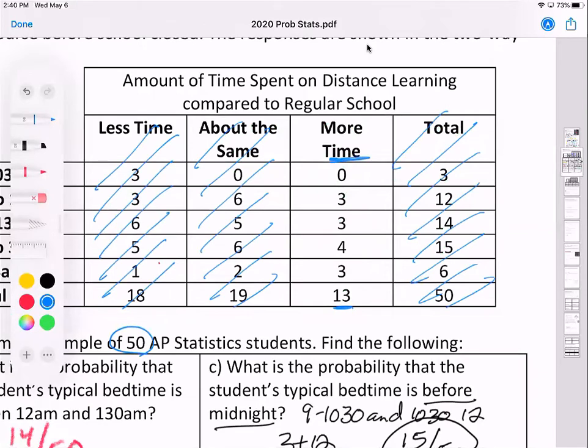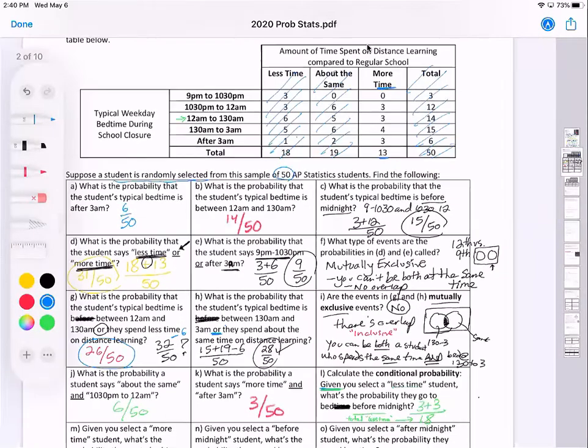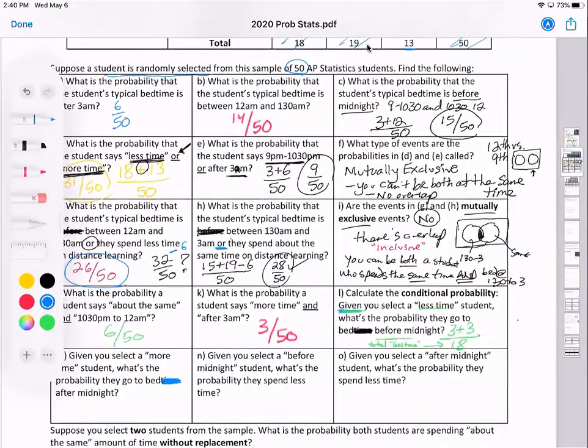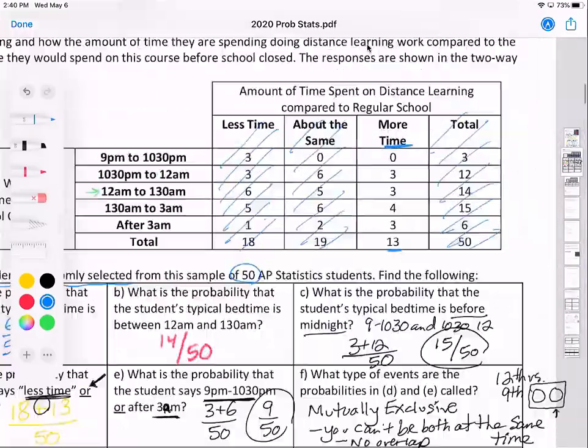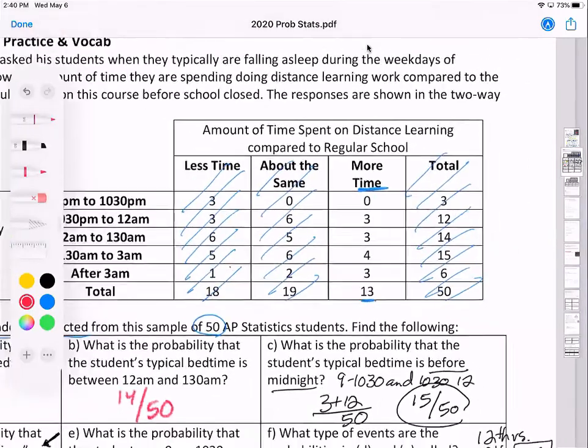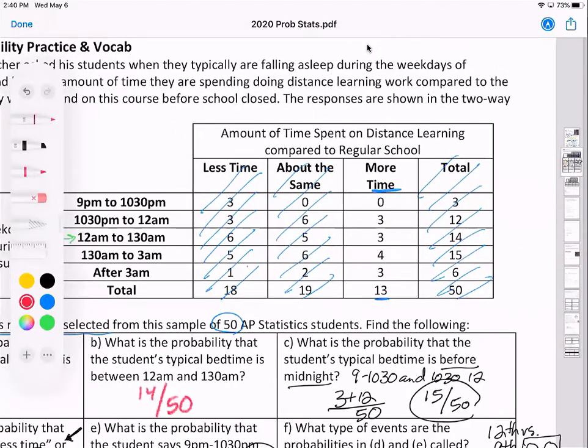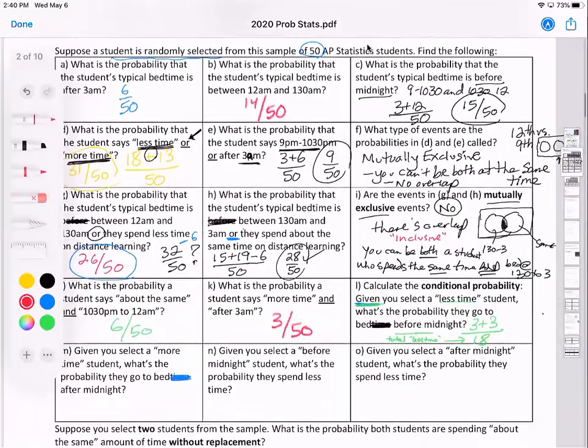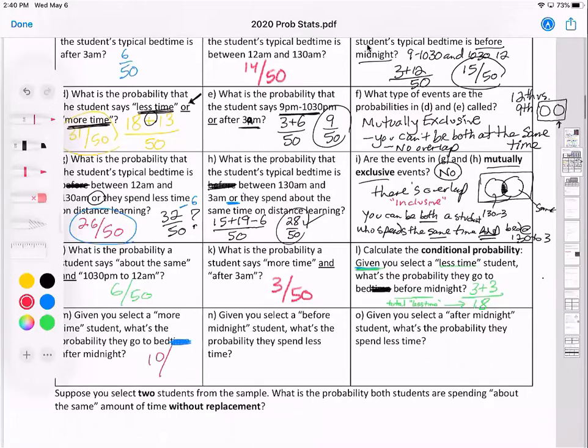So given that we're looking only at the more time students, what's the probability they go to bed after midnight? So after midnight, there's midnight right there. After midnight would be all those. So we're looking at 3 plus 4 plus 3 out of 13. So what is that, 10? 10 out of 13.